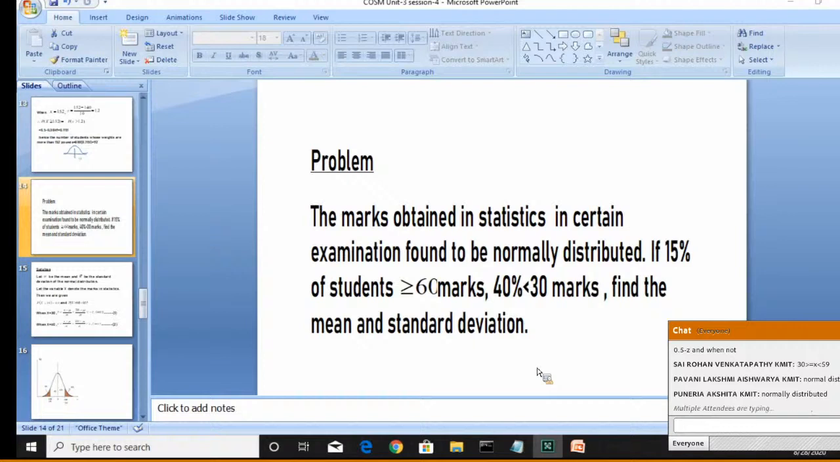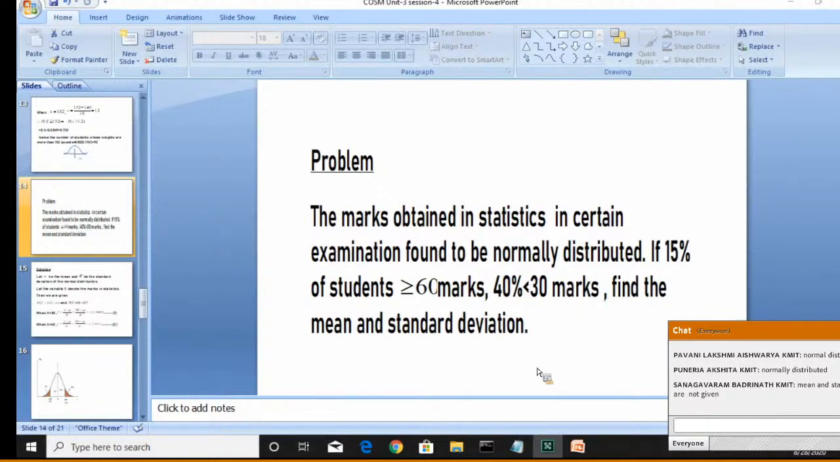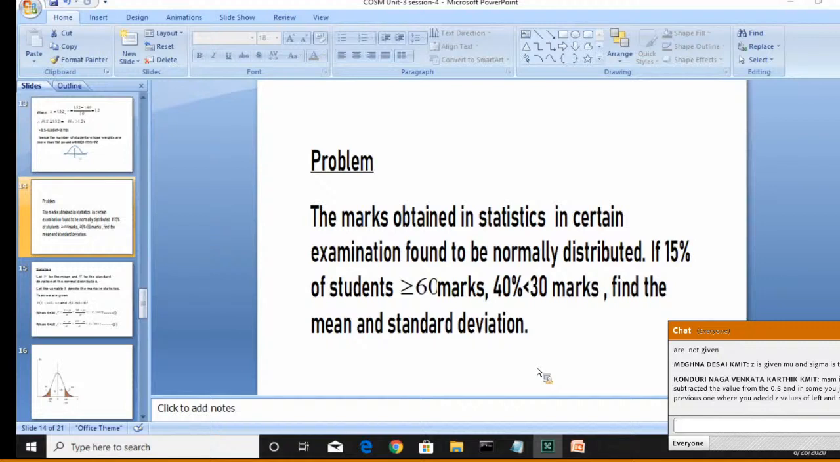15% greater than or equal to 60 marks and 40% less than 30 marks. Actually, here the mean and standard deviation are not given. Sigma and mu are not given. Finding the mean and standard deviation is the question itself.